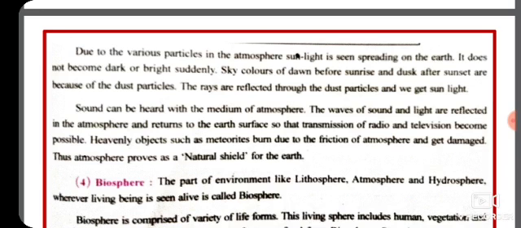It does not become dark or bright suddenly. The sky color of dawn before sunrise and dusk after sunset is because of the dust particles. Means it does not suddenly become dark or bright. But yes, our day rising and our night forming is all because of these dust particles that are present.